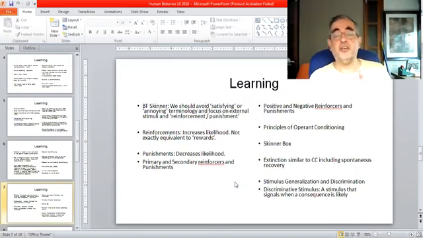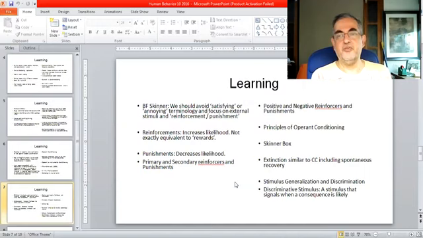The second set of principles that we want to discuss are positive and negative reinforcers and positive and negative punishments. A positive reinforcer, the word positive here does not mean emotional context. Positive here means introducing an event, and negative here means removing an event.